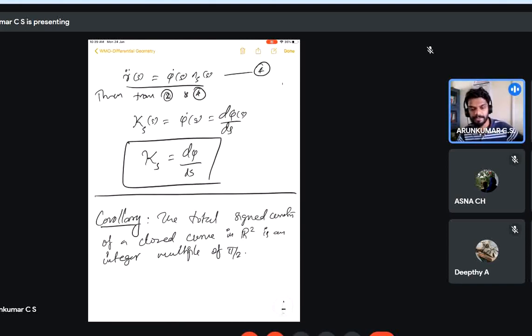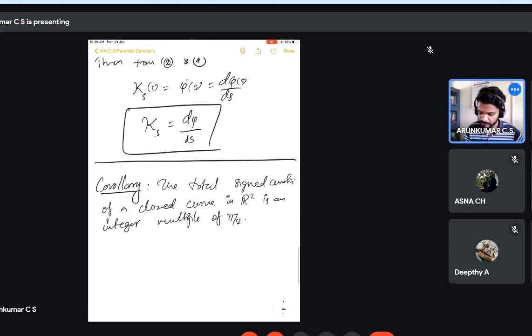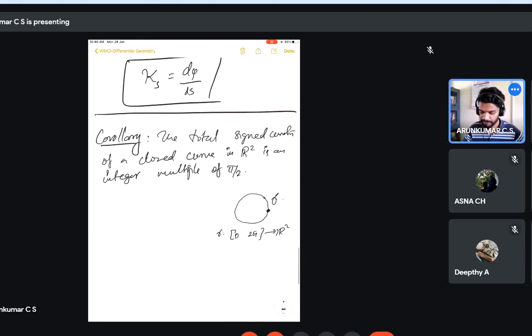Okay, total signed curvature means it is the integral of the signed curvature. So you have a closed curve. So a closed curve will be defined on a closed interval. So something like circle, a whole circle. So it is a map from 0 to 2 pi into R2. Okay, this is my gamma. So that total signed curvature means integral 0 to 2 pi ks ds. Okay, that's what total means, the integral of the curvature.